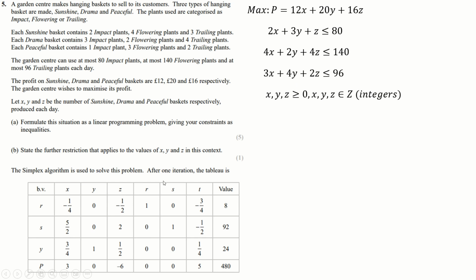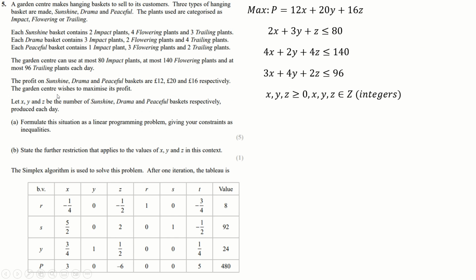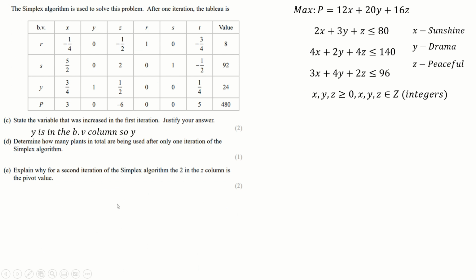Then it says the simplex algorithm is used, after one iteration, the tableau. Best thing about simplex questions is getting to say the word tableau. It is this. State the variable that's increased. So we just look at the BV column, which is RSY now. Initially, when you set this up, this would be RST. So this one's been changed. This T has been changed to a Y, so therefore the Y. You can also look in this column here. 001 means you've dealt with this as the pivot, so the Y has been changed.